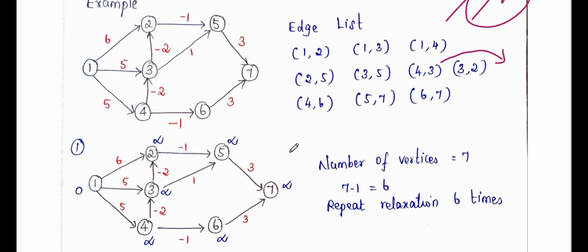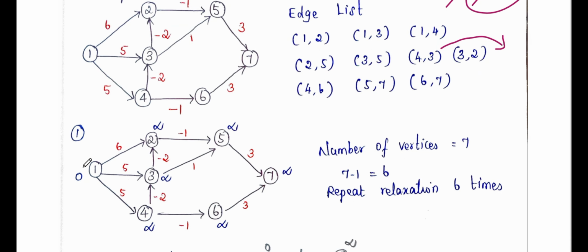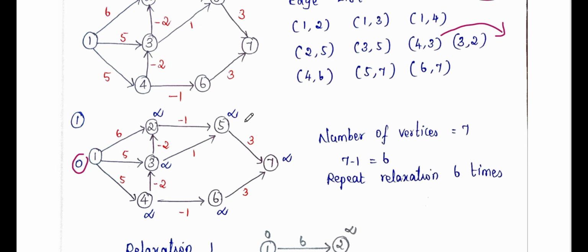So, initially we take the source vertex as 0, and all other vertices are infinity. Clear? Okay. Then how will we update the distances, that means relaxation, how will we perform the relaxation? In relaxation, we know the simple formula, right? So perform 1 to 2, 1 to 3, 1 to 4 initially.